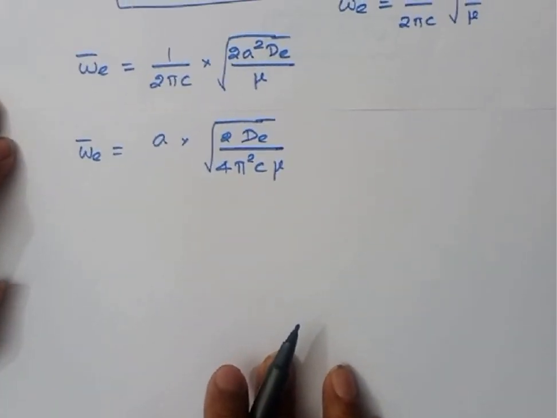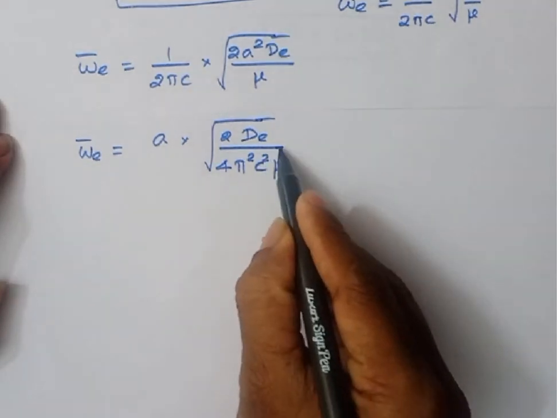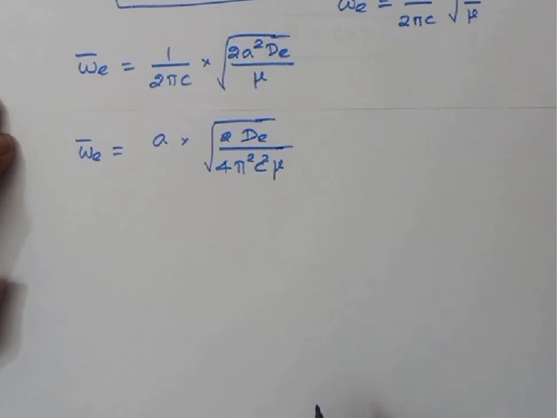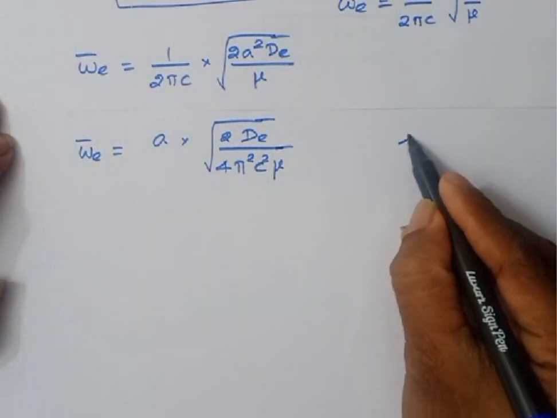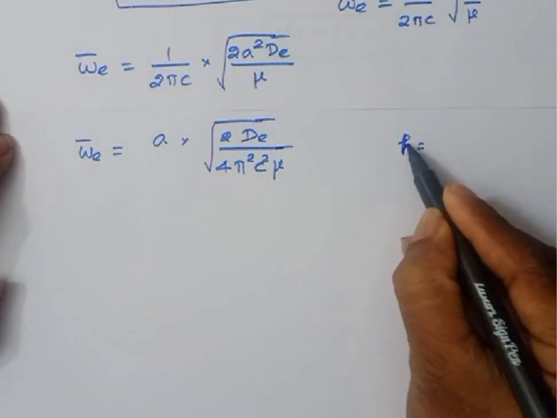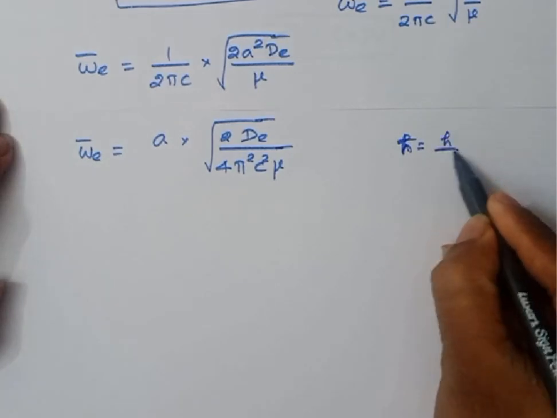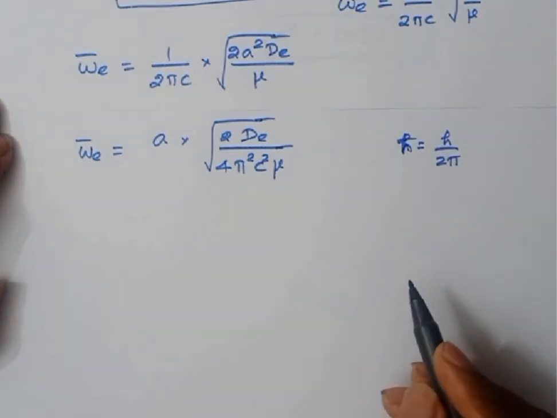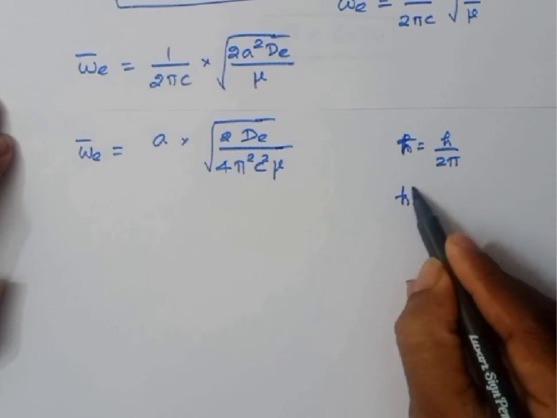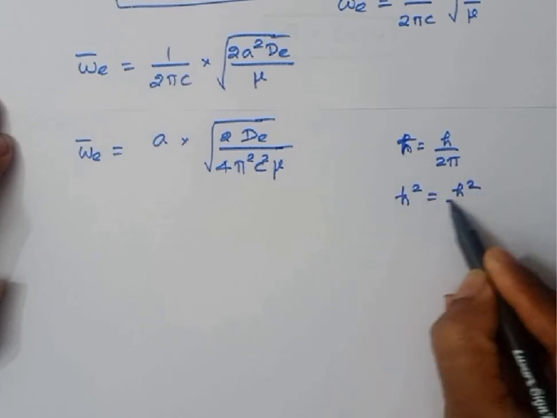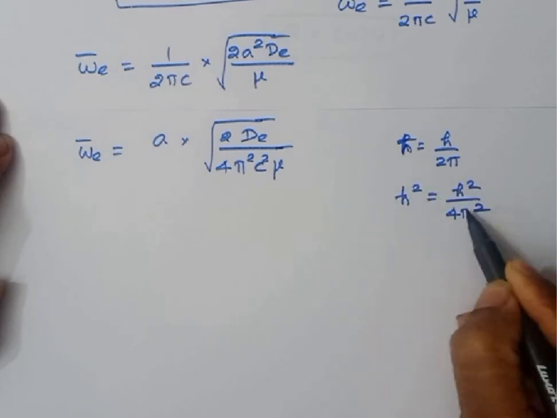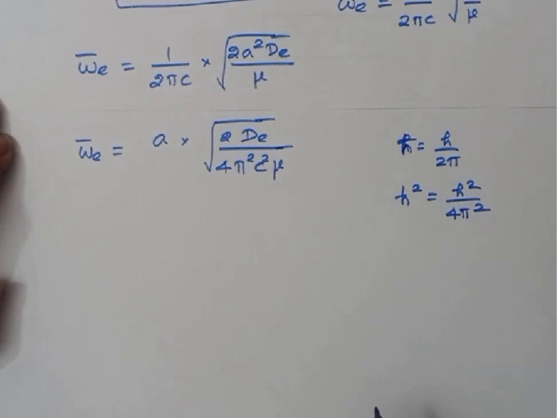Now, c square. Yes, good, very good. See, you know very well h bar. What is h bar? h bar equal to h by 2 pi, or h bar square equal to h square by 4 pi square. Am I right? h square by 4 pi square.